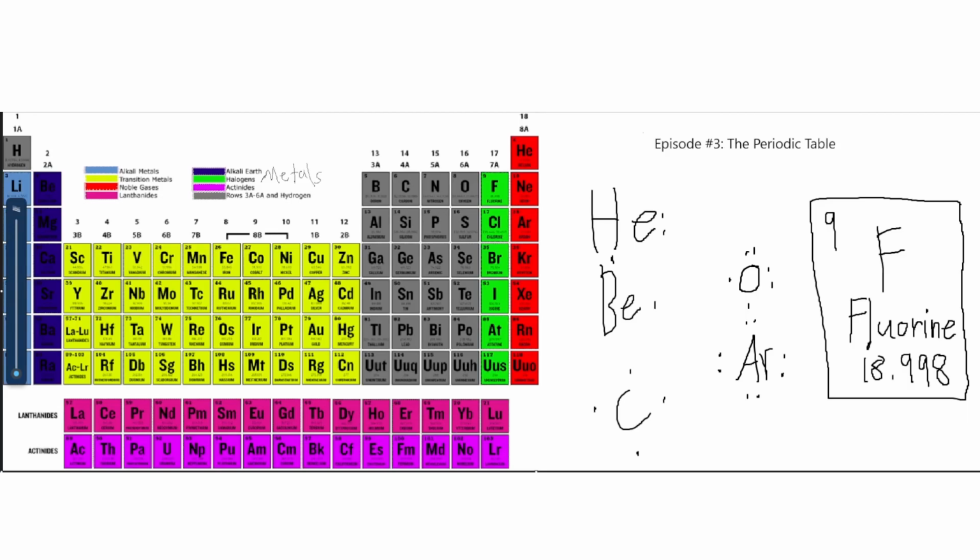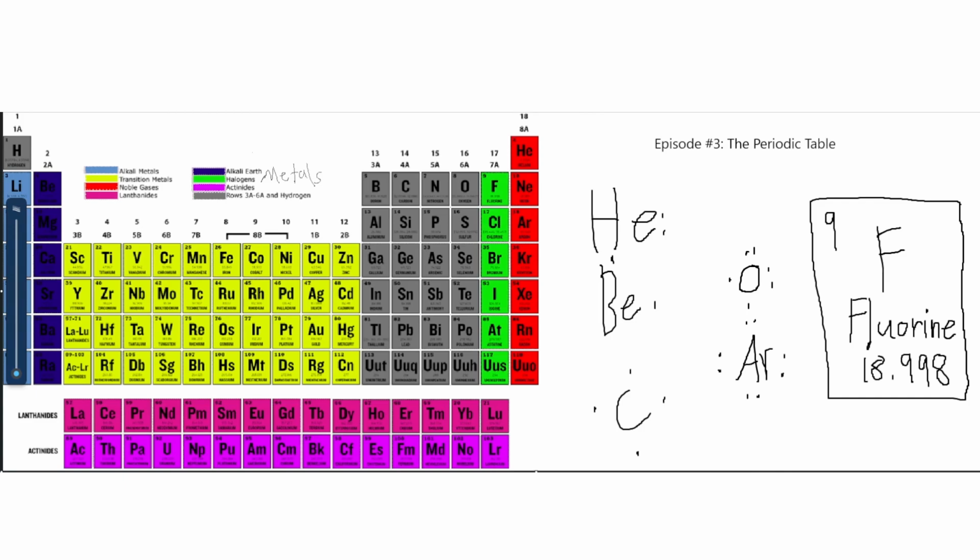This is episode number 3, the periodic table. Now, the periodic table is organized by periods and groups. So periods are the rows here, and groups are the columns, right? Now, the periods, they go in increasing number of protons, right?